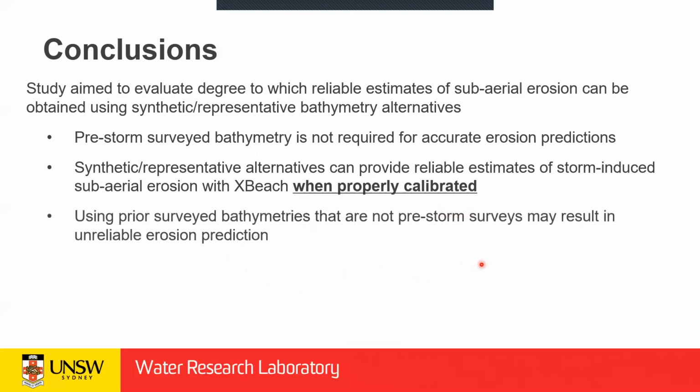But the results of this study also suggest that using a prior surveyed bathymetry that's not a pre-storm survey might not result in reliable erosion predictions, because we wouldn't have an idea of where that prior surveyed bathymetry lay within the envelope of variability which we expect at a site. So by using that prior surveyed bathy, we might end up with a lower bathy which would have no skill in predicting the subaerial erosion, or we might end up with an upper bathy, in which case we'd have to carry out further analysis to see whether it can provide reliable estimates for that given study site.